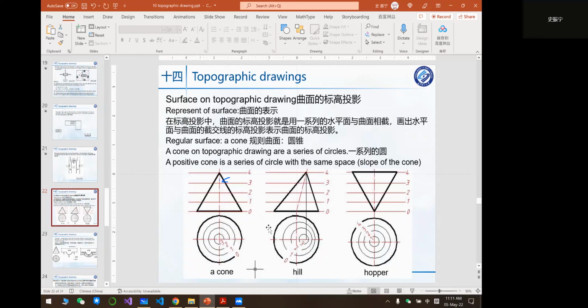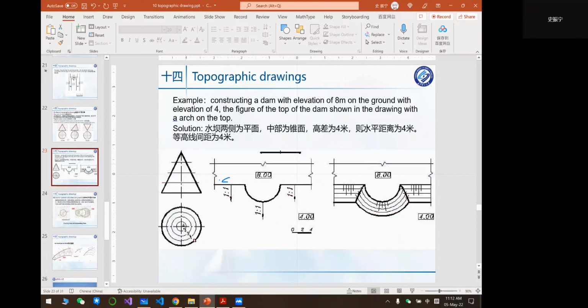The key point is to find the cross point of the same contour line, and then connect these cross points together. So you will get a curve. That curve is just the intersection line between the irregular surface and the plane. Okay. So let me show you another example.